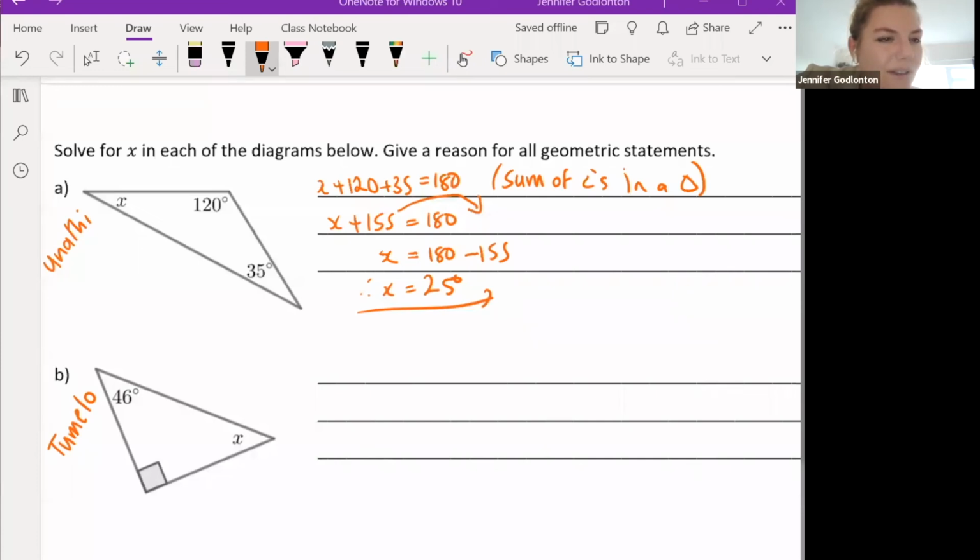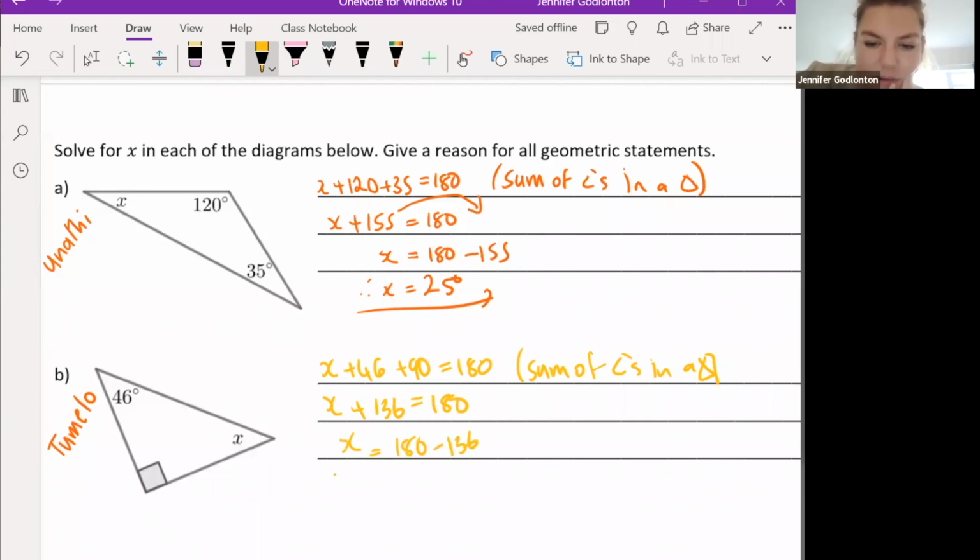Okay, next one I said would be Tumelo. I'm just trying to find you so that I can unmute you. Oh, beautiful. Can you unmute for me? Yes. Thank you. Okay, ma'am. So it'll be x plus 46 plus 90 will equal 180 degrees. Beautiful. And in a triangle. Next step is going to be x plus 136 will equal 180. Good. Then x will equal 180 minus 136. Good. Then x is equal to 44. Good. Well done. Thank you, Tumelo.